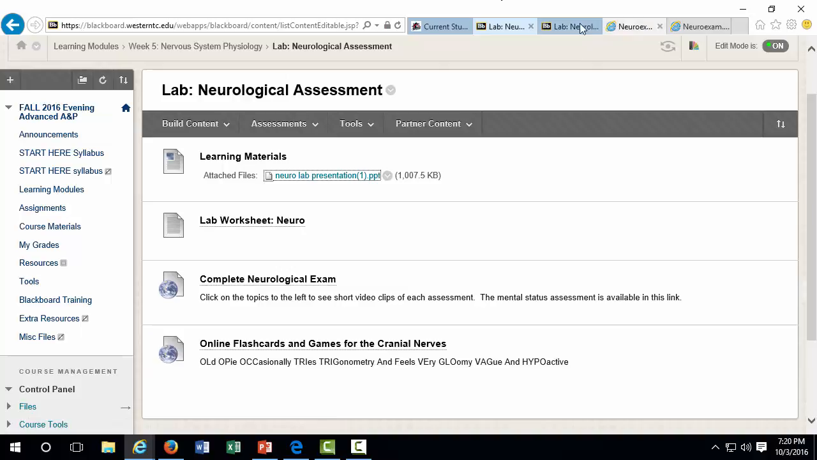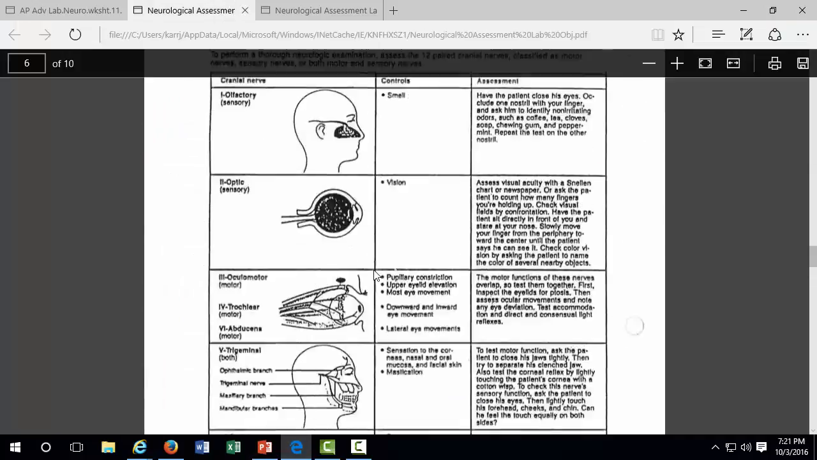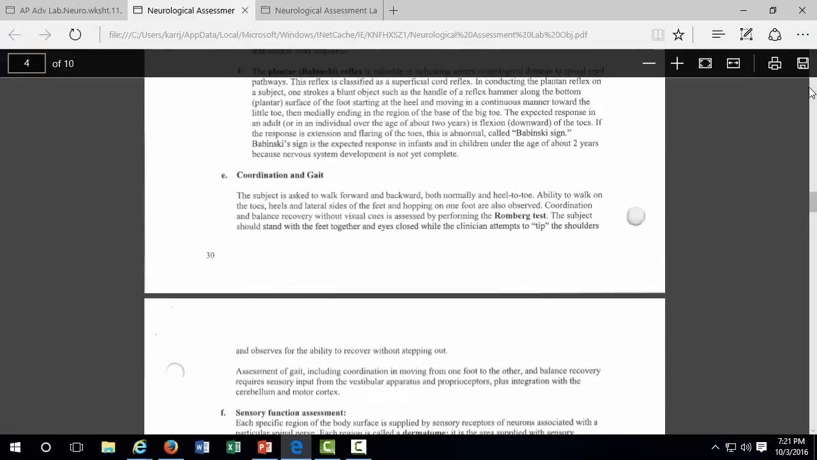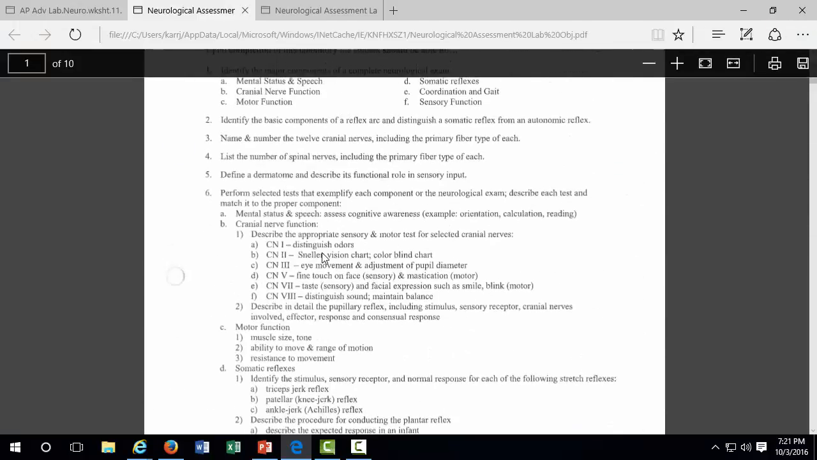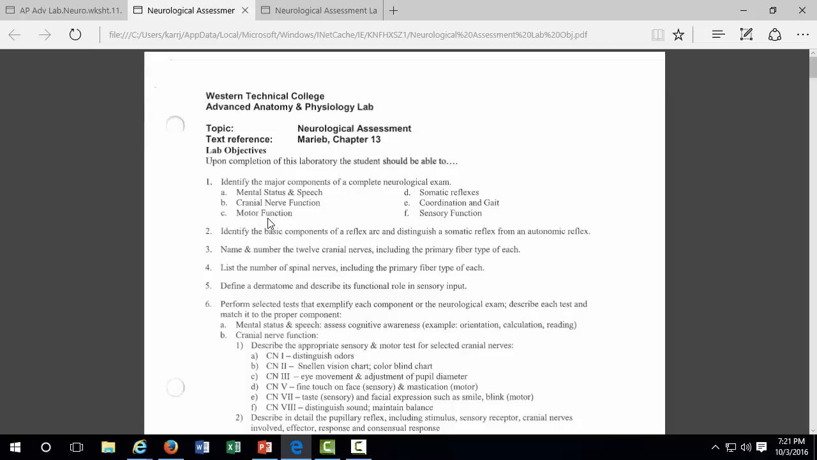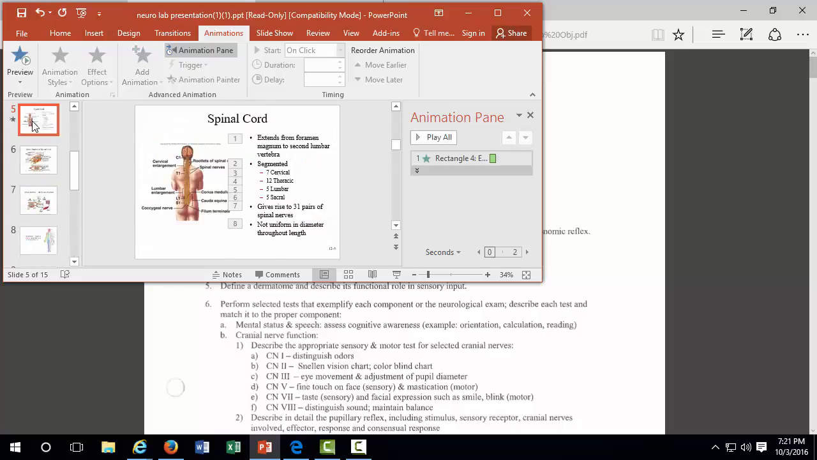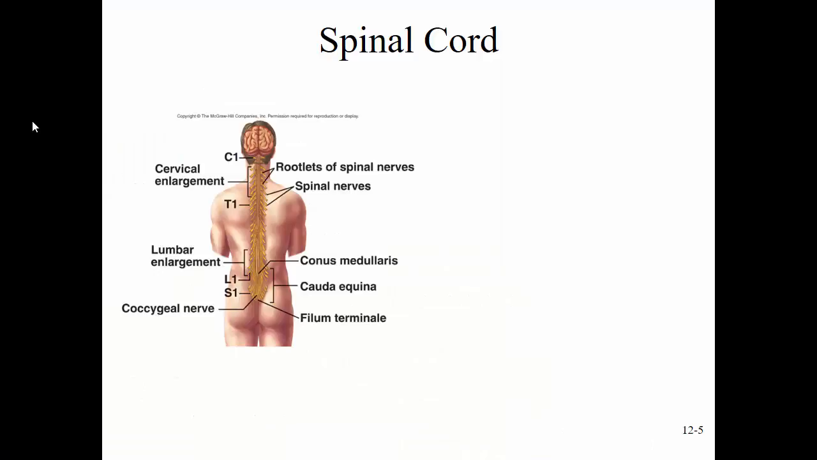Okay, so going back to our objectives here then. Cranial nerve function is something that is part of the neurological exam. Again, there's 12 cranial nerves. And then motor function. So motor function is looking at functions of the spinal nerves. So if we go to our PowerPoint here, we have 31 pairs of spinal nerves coming off of the spinal cord.